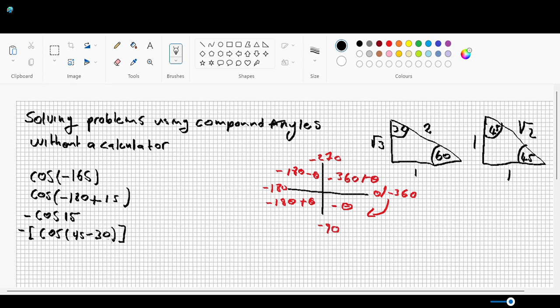So from here, as you can see, we can start using our compound angle. Just like our previous video, we know that cos of A plus or minus B is the same as cos A and then cos B, plus or minus, I hope I will have enough space, sine A and sine B. Alright, so we know that it's gonna be like that.